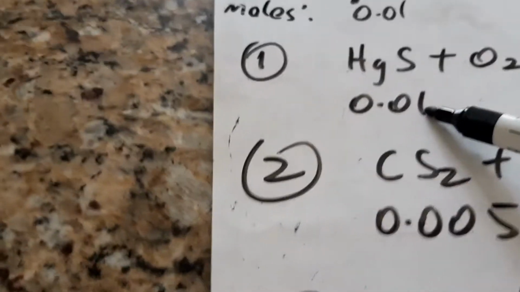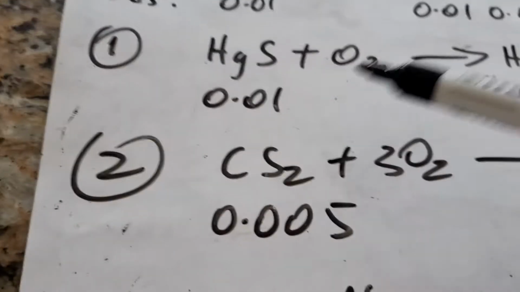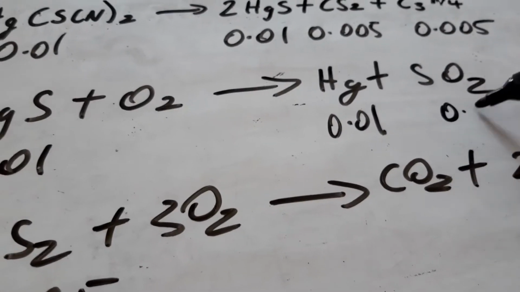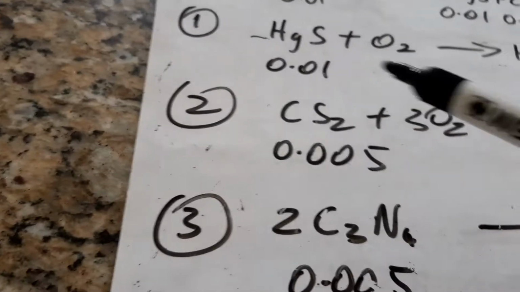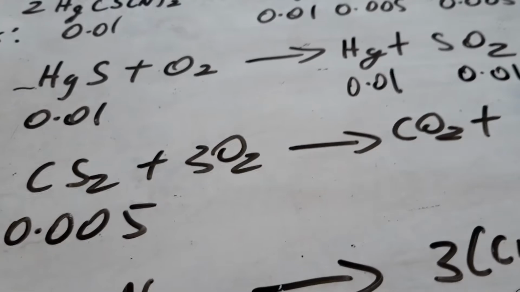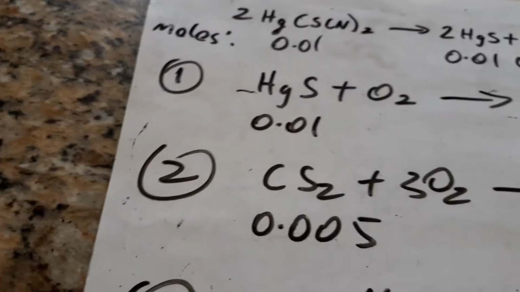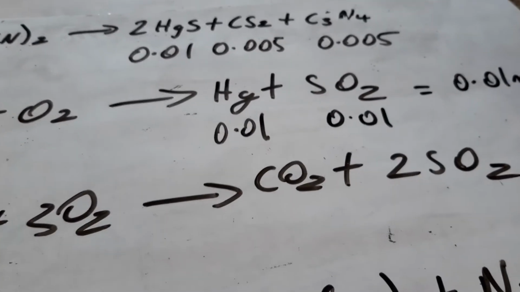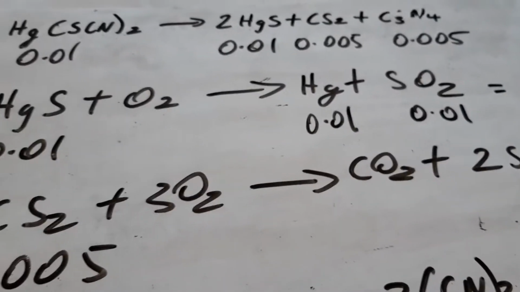So we're going to start with equation 1 with 0.01 moles of mercury sulfide, and it's really easy to work out how many moles of sulfur dioxide that's produced, because obviously that's going to be the same amount, isn't it? Because 1 mole of this produces 1 mole of that. So if we started with 0.01 moles of this, we finish with 0.01 moles of that. So the total amount of gas produced from equation 1 is 0.01 moles. The mercury obviously isn't a gas, so we're just adding up 0.01 and that's it.